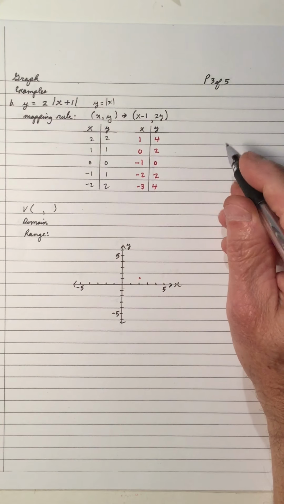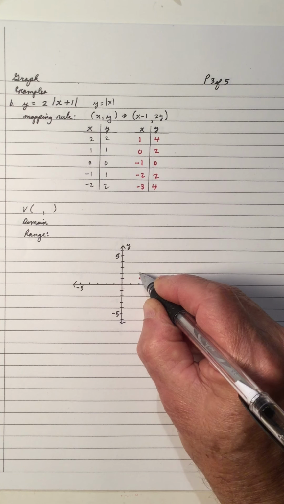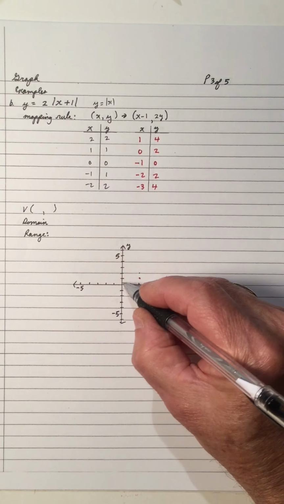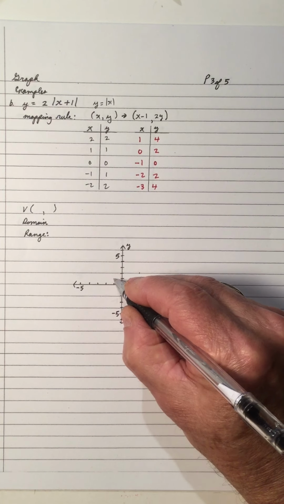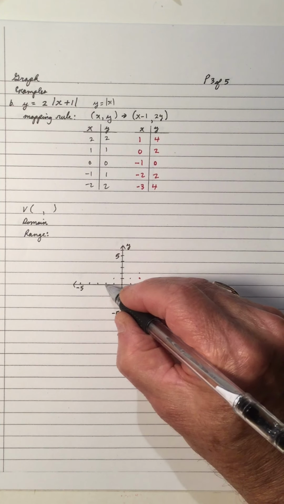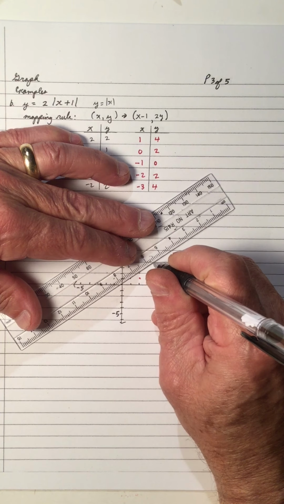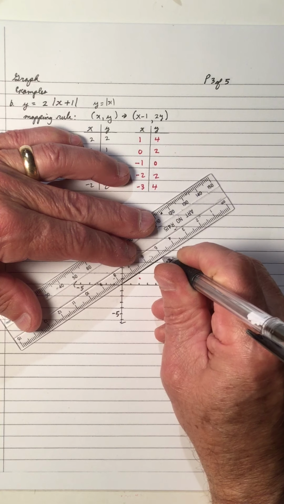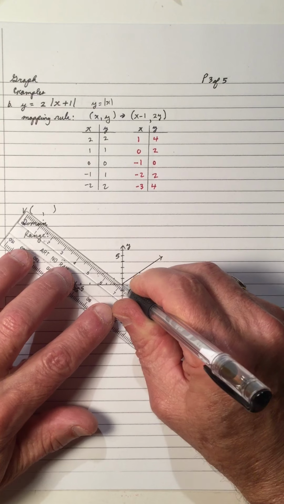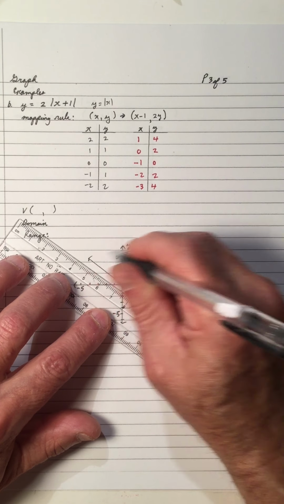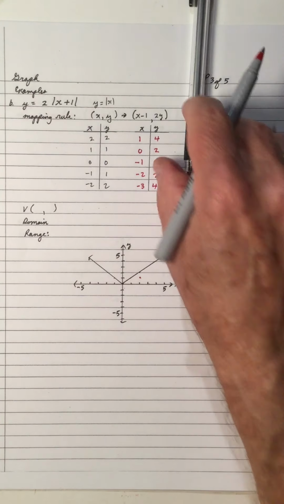So what we'll do, we'll graph the basic one first. So 2 gives me a 2. 1, 1, 0, 0. Negative 1, 1. Negative 2, 2. And this is the graph of the basic function. The vertex is 0, 0. So we practiced this in the other videos. Now we have a vertex.